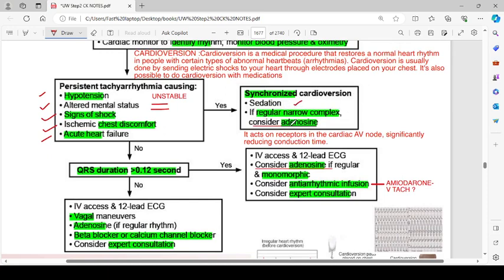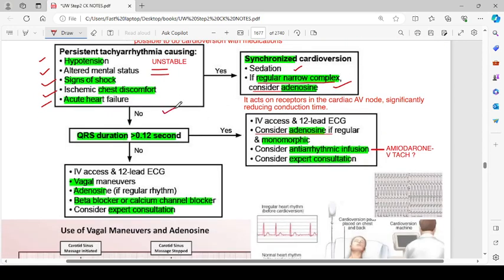If yes, do synchronized cardioversion with sedation. If the QRS complex is regular and narrow, consider adenosine, and you can also sedate the patient. If the patient is not unstable, look at the QRS duration, whether it is more than 0.12 seconds. If yes, obtain IV access and a 12-lead ECG, and consider adenosine if regular and monomorphic. Consider an anti-arrhythmic infusion like amiodarone for ventricular tachycardia and consider expert consultation. Adenosine acts on the receptor in the cardiac AV node, significantly reducing the conduction time.